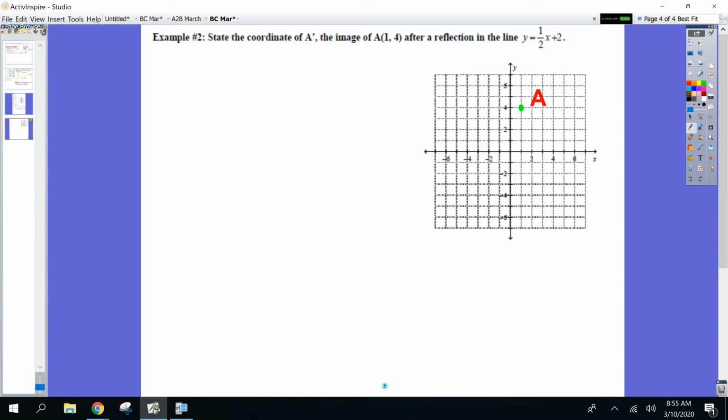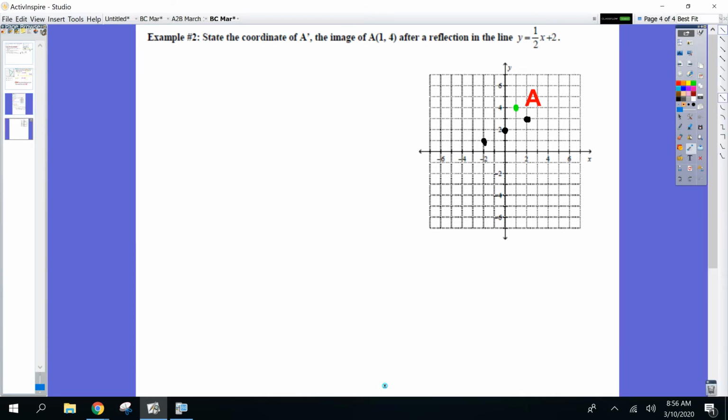1/2 x plus 2. Anybody know the y-intercept of 1/2 x plus 2? 2. Go ahead, graph 2 on the y-axis. I just want to get a look at what this line looks like. So 2. What's the slope of this line? 1/2. So how could I find at least one more point? From 2, I go up 1, right 2. Yep. You could also go backwards and go down 1, left 2. All right, so just getting a quick sketch. I need to take A and reflect it over that line.